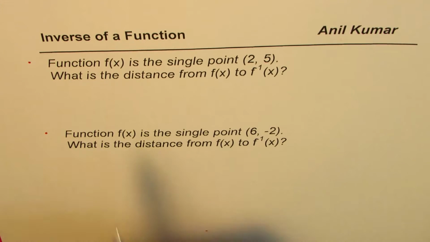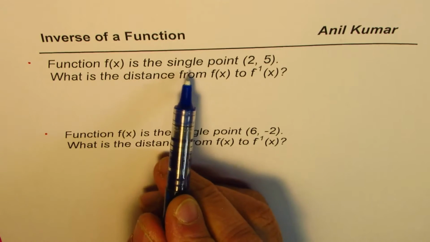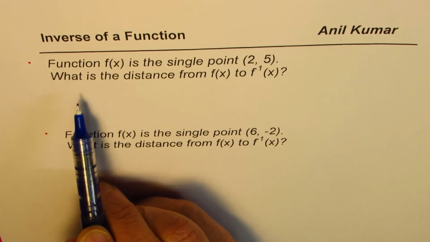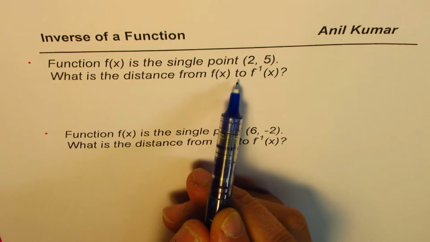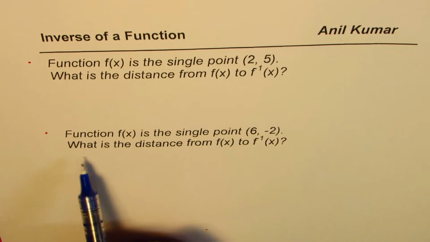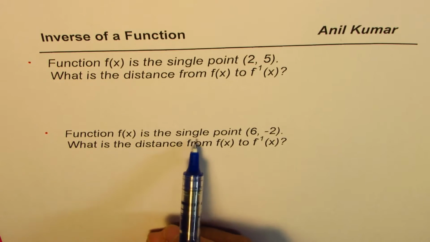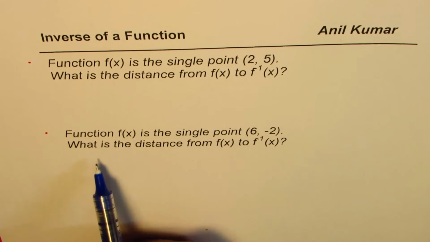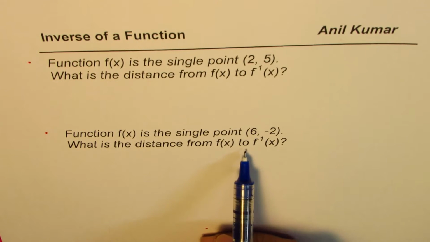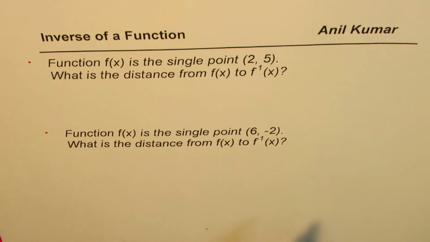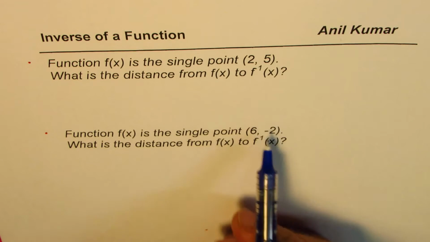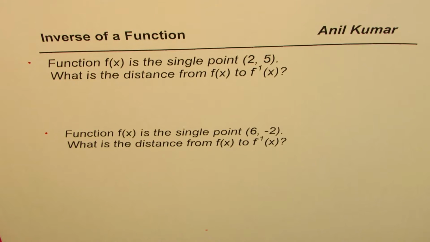The question here is, function f of x is the single point (2, 5). What is the distance from f of x to f inverse x? We have almost the same question here. Function f of x is the single point (6, -2). What is the distance from f of x to f inverse x? Except for the points, the statements are exactly the same. So let's see how to solve such a question. You can also pause the video, try it out, and then look into my suggestions.